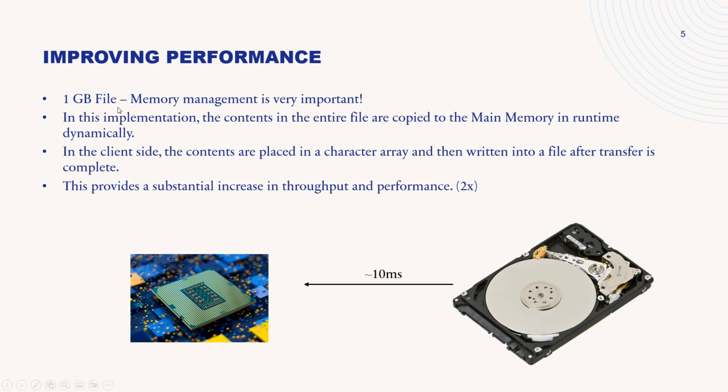So what we do is we take the entire 1 GB file and put it into RAM using dynamic allocation. In C that is malloc, and in C++ we use new. Also on the client side, every time we receive a particular packet, we don't write into a file. We put it into a local buffer, and after we've received the entire data, we write it into the file. I observed that doing this increases the performance literally 2 times. So it's really important to put the data into dynamic memory rather than having it on the hard disk.